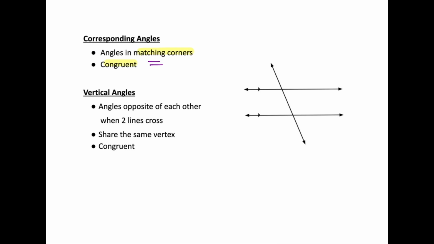Another type of angle is a vertical angle. These are opposite of each other and it's when 2 lines cross. They're going to share the same vertex. These are also going to be congruent, which means equal. So we're looking at when the transversal and one of the parallel lines cross. They're going to share a vertex, and they're congruent.